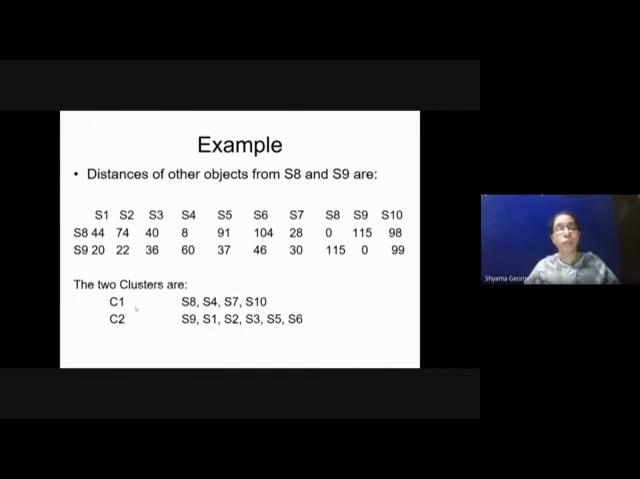So we obtain two clusters, with S8 and S9 as representatives. The other objects in C1 are S4, S7 and S10. The cluster C2 contains the objects S9, S1, S2, S3, S5 and S6. So now we have divided the whole data into two clusters, C1 with objects S8, S4, S7, S10 and C2 with objects S9, S1, S2, S3, S5 and S6.